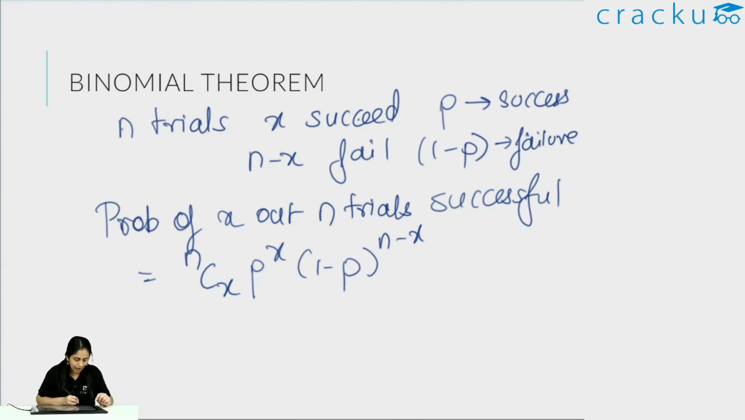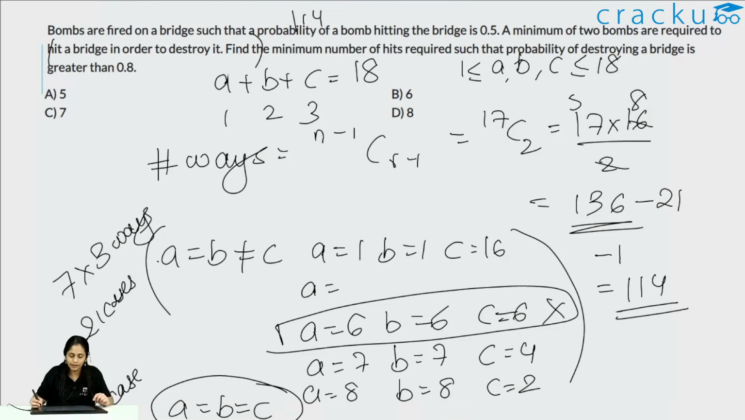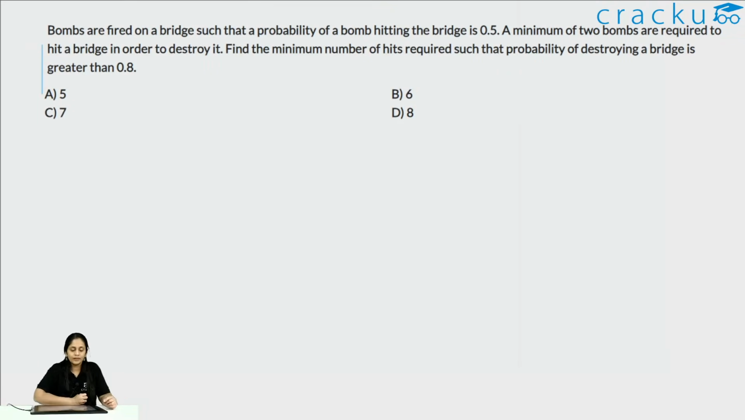So let's take a look at a quick question based on this topic. So let's take a look at this last question. Bombs are fired on a bridge such that the probability of a bomb hitting the bridge is 0.5. A minimum of 2 bombs are required to hit a bridge in order to destroy it.